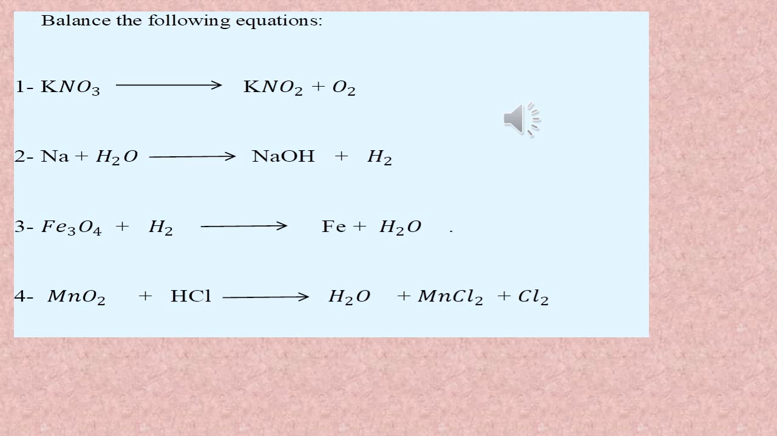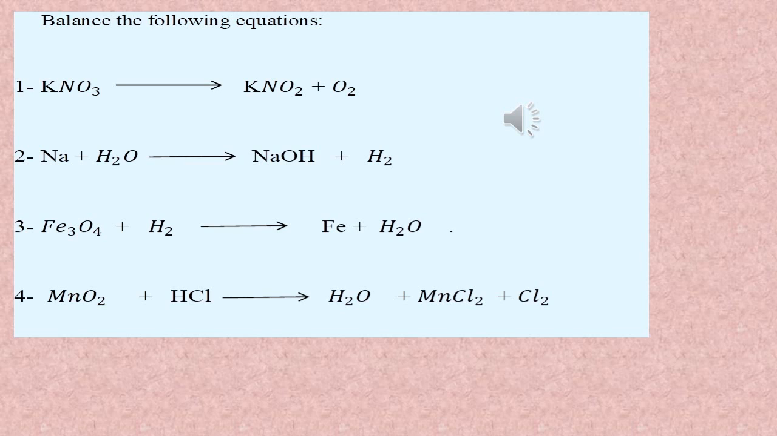2 oxygen on both sides, and the number of hydrogen will be 4. To verify, the number of hydrogen in the reactants is 2 times 2 equals 4. In the products, 2 times H from NaOH plus 2 from H2, so the summation of hydrogen will be 4. But the sodium will be 2 in the products and 1 in the reactants, so I put 2 in front of Na in the reactants.